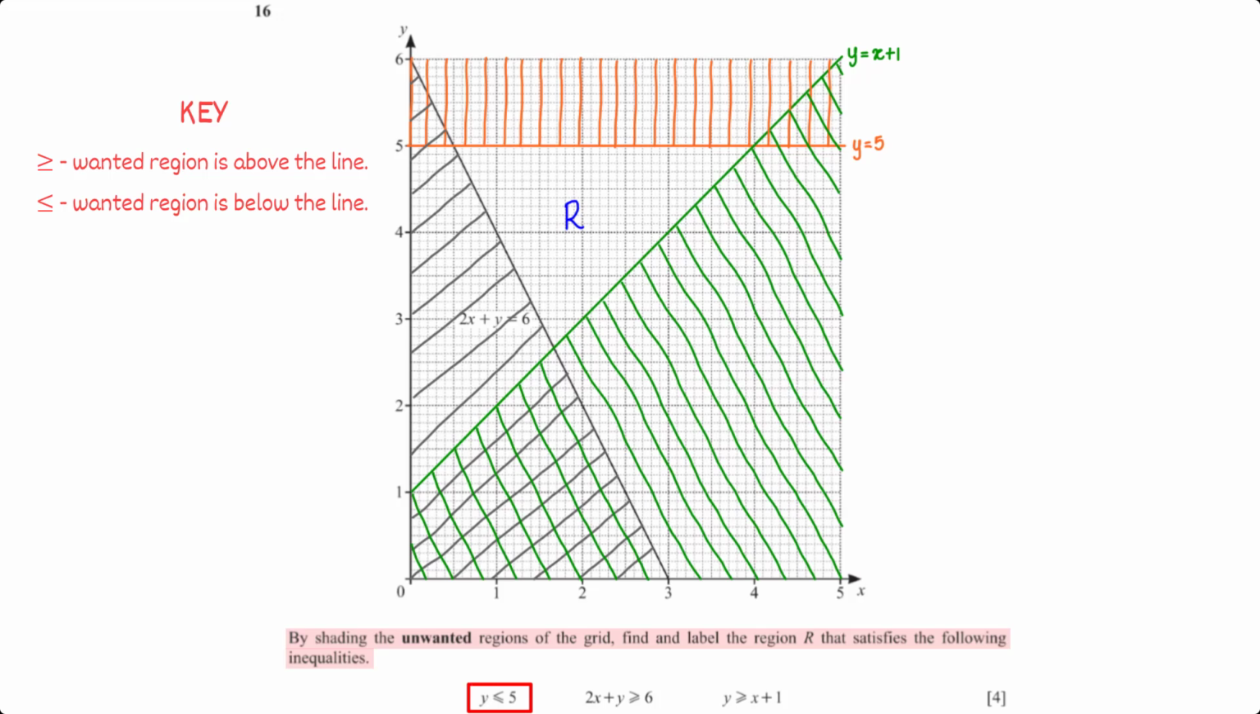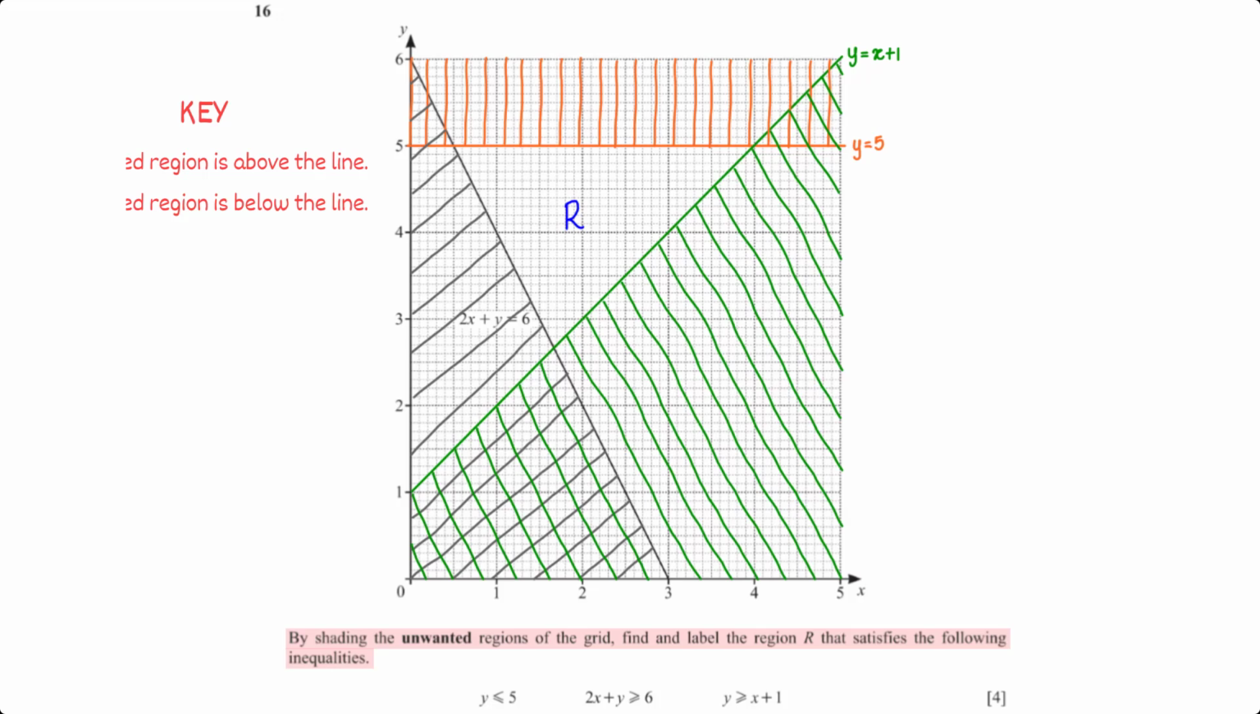For y is less than or equal to 5, the wanted region is below the line y equals 5, and so we shade the region above the line. For 2x plus y is greater than or equal to 6, the wanted region is above the line 2x plus y equals 6, and so we shade the region below the line. For y is greater than or equal to x plus 1, the wanted region is above the line y equals x plus 1, and so we shade the region below the line.